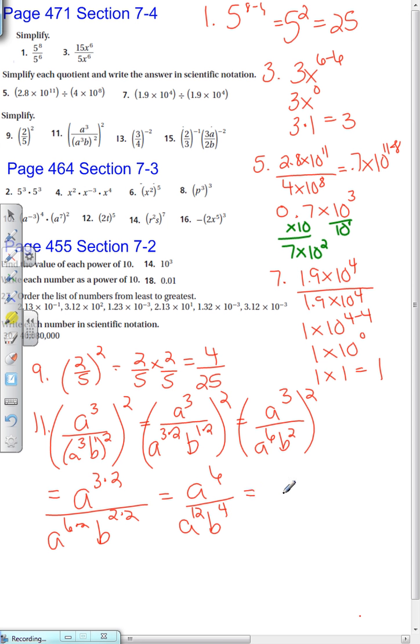And then because the a's are alike, I can keep the a and subtract 6 minus 12, and the b to the 4th stays where it's at. So I end up with a to the negative 6th over b to the 4th. But you can't have a negative exponent, so it has to go in the bottom, which means that's just going to leave me with a 1 in the top. I have a to the 6th, b to the 4th.